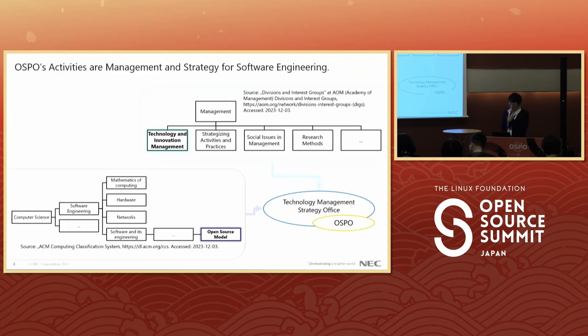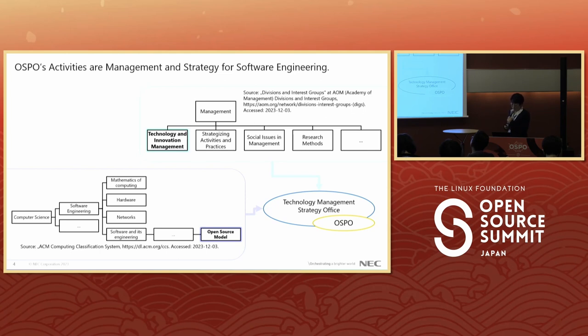In the previous slide, I mentioned the term technology management. In this slide, let's first look at the positioning of technology management. The upper right corner shows the sections of an academic society related to management called AOM. In bold, it means here, technology and innovation management is a section of factors that OSPO should incorporate.